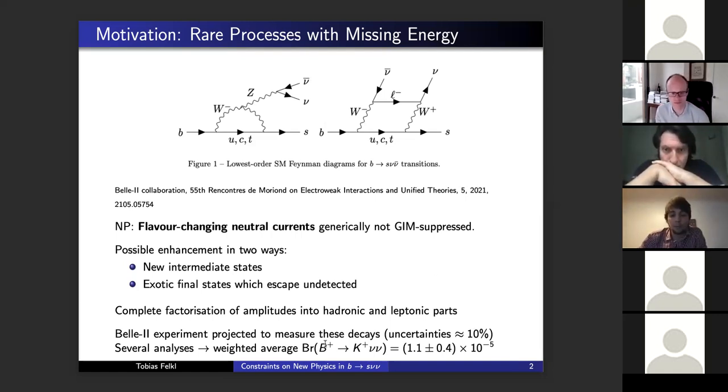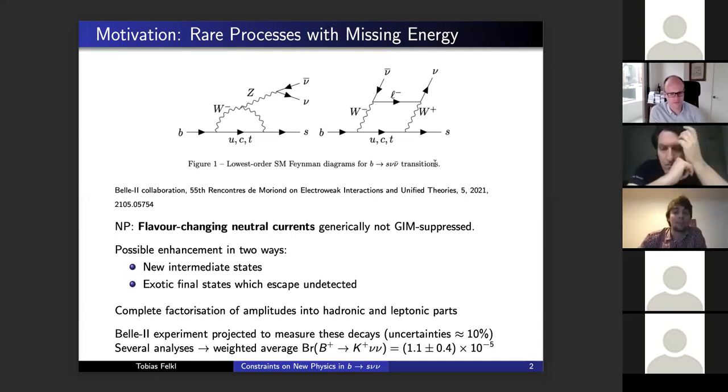There's one exception: this charged decay mode here of a B plus meson to a K plus meson and two neutrinos. One can derive this weighted average if several analyses are taken into account. And the central value here points towards an enhancement on top of the standard model prediction by a factor of 2 or 3 or so.